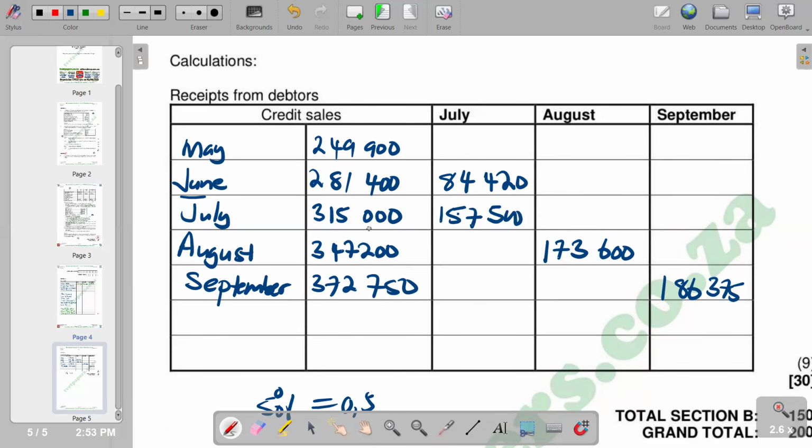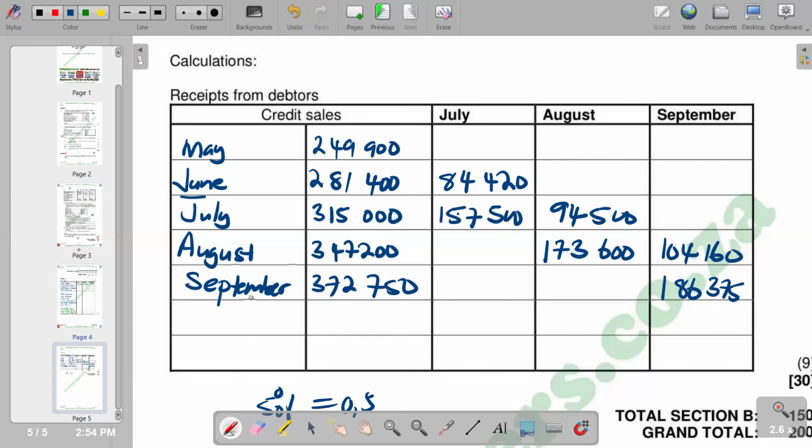Then the ones for July, which will be received in August, is 30%. So 30% of 315,000 gives 94,500. The credit sales for August, which will be received in September, is 30% of 347,200, and the answer will be 104,160. So basically that's what we have on that part.